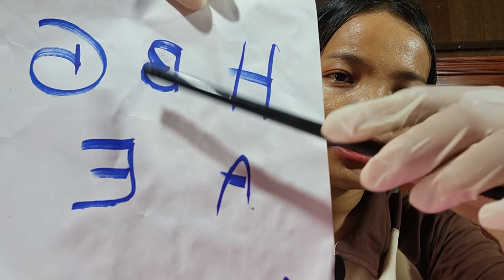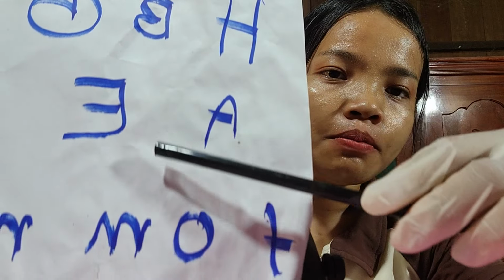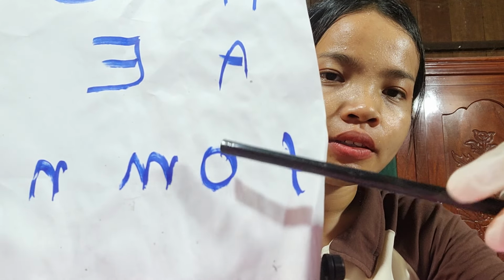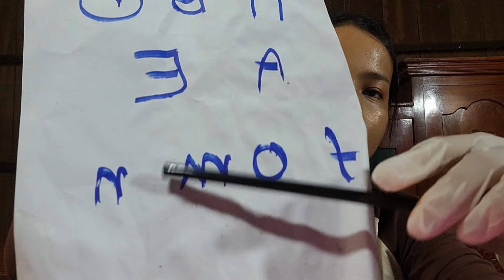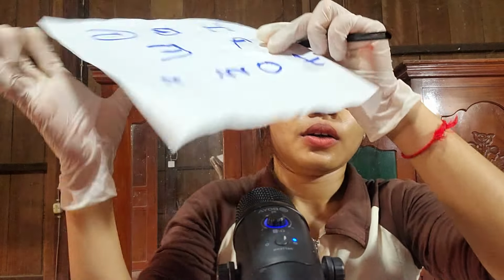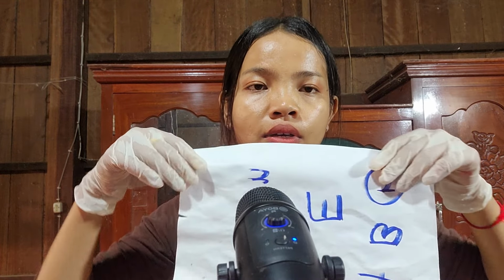Just tell me what this letter is. This one is letter B. This one is letter O. This one's letter N, okay, right. Okay, done. This is kind of a boy's name. And just move to the next.